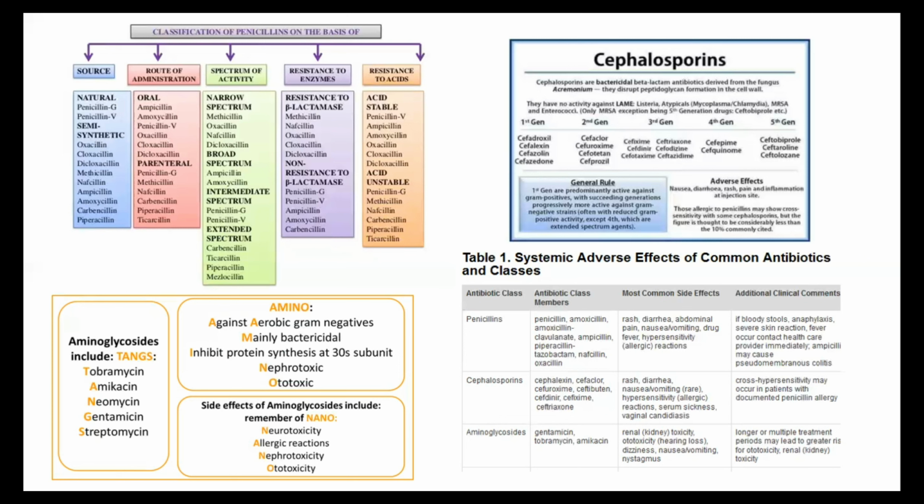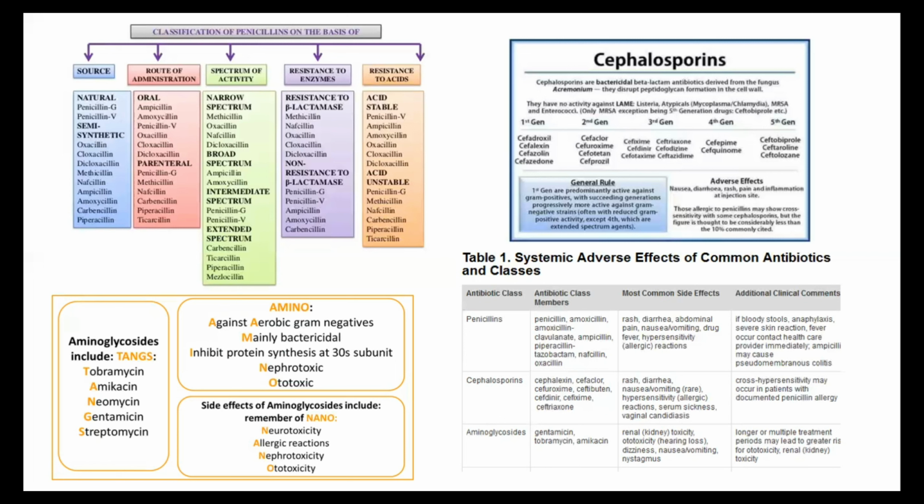Aminoglycosides include tobramycin, amikacin, neomycin, gentamicin, and streptomycin. Aminoglycosides act against aerobic gram-negative bacteria, are mainly bactericidal, and inhibit the 30S ribosome. Nephrotoxicity, ototoxicity, and allergic reactions are the side effects of aminoglycosides.